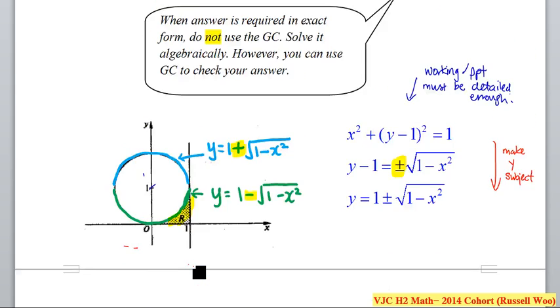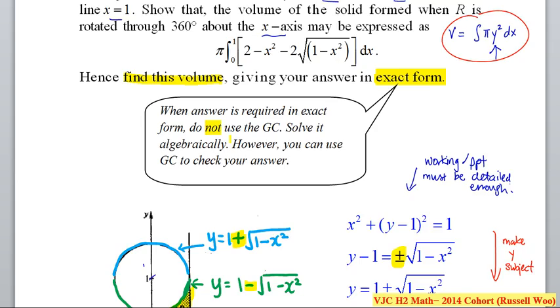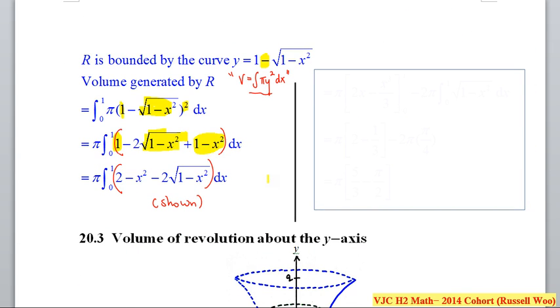Okay, next part. And then now you want to find this volume. Find this volume, giving your answer in exact form. Contrast it with the earlier example. This time, exact form, cannot use GC. You can use GC to check the answer, but you can't use your GC to evaluate. So you are required to find the exact form. So how do we evaluate this in exact form?